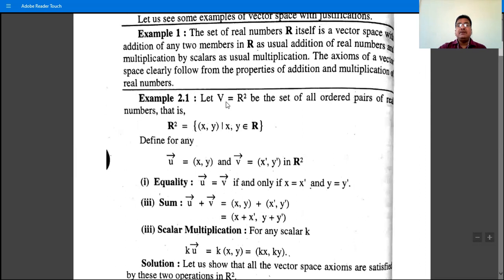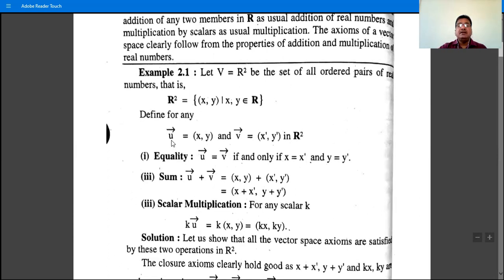And next example, V is equal to R square. R square means what? R cross R. Let it be the set of all ordered pairs of real numbers. Obviously, we know R square is the set of ordered pairs (x, y) such that x, y belong to R. This is R square, the set of ordered pairs. Similarly, R cube is what? (x, y, z), the set of three-tuples. R raised to 4 is the set of four-tuples, that is (x, y, z, w), such that x, y, z, w belong to R. So this is R square.